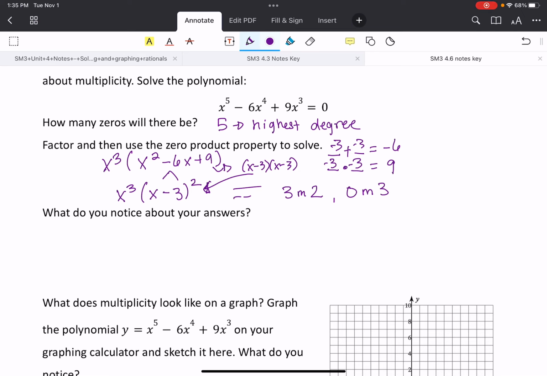Okay, so we see where our multiplicities come from. They come from factored form. How many of them are there? There's 2 of the x minus 3's, and there's 3 of the x's.